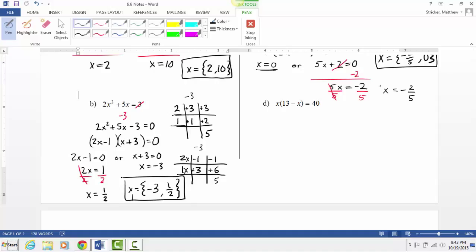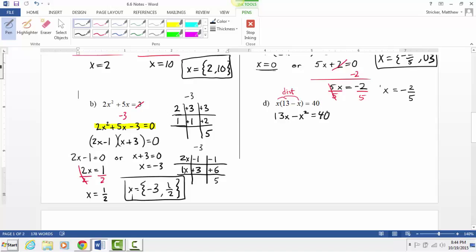Okay, one more example here. This is again not in the correct form. What are we going to need to do to set it equal to 0 like we did in the last example? Hopefully the first thing you're thinking is to distribute here. So we definitely can't have parentheses, so this is 13x minus x squared equals 40.